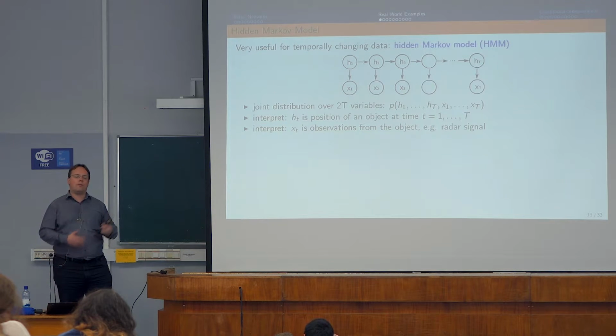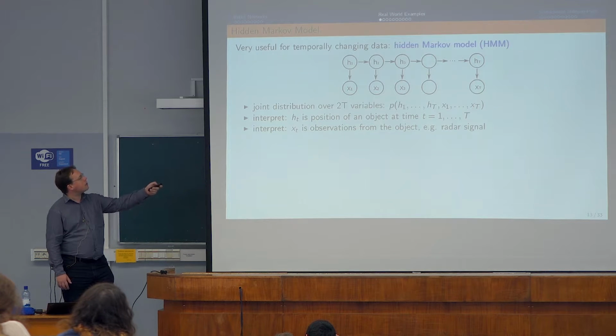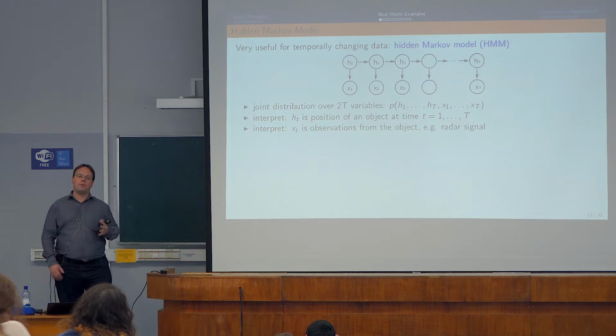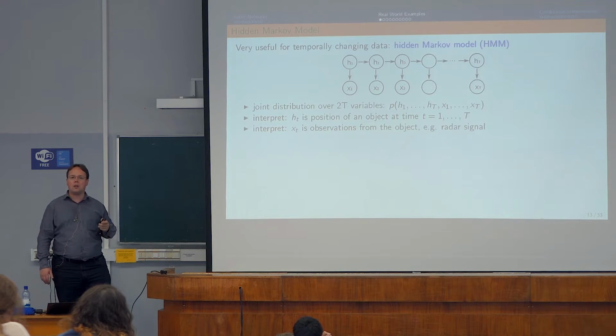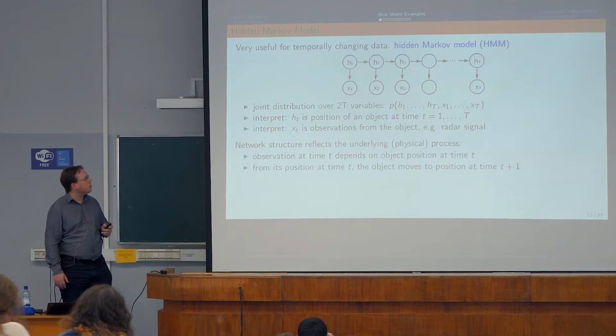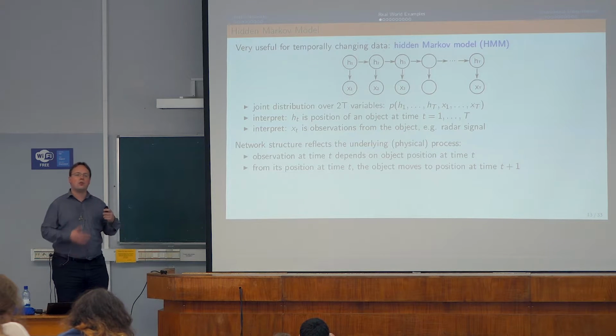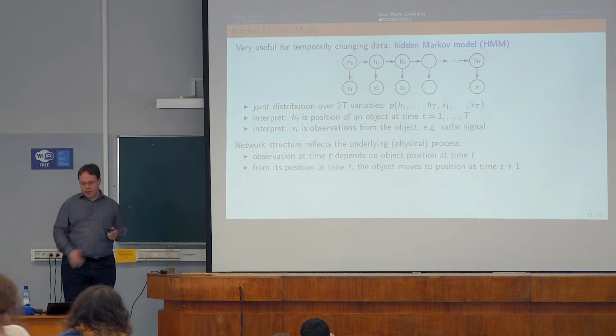So, I don't know, a 3-dimensional coordinate in space or something like that. The x is an observation we make from that, maybe a radar image or a sonar, or a camera image or something like that. So the X's are observable radar signals, the H's are maybe what we care about really, which is where the object is.